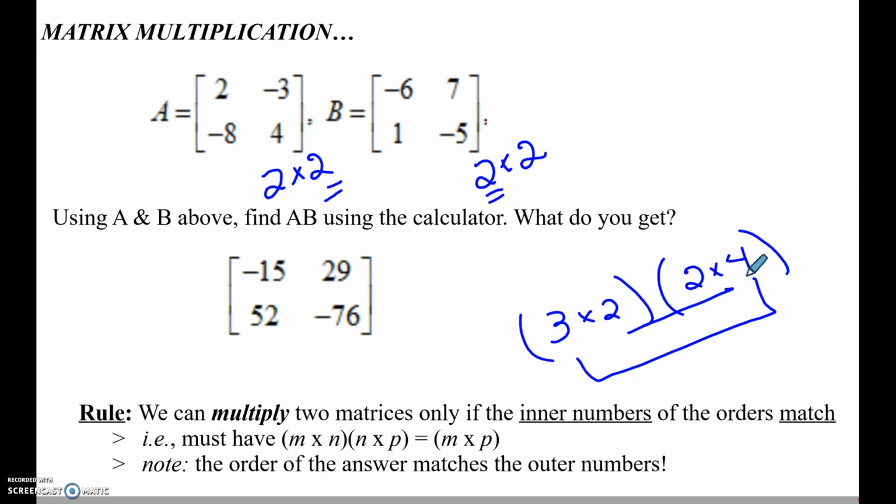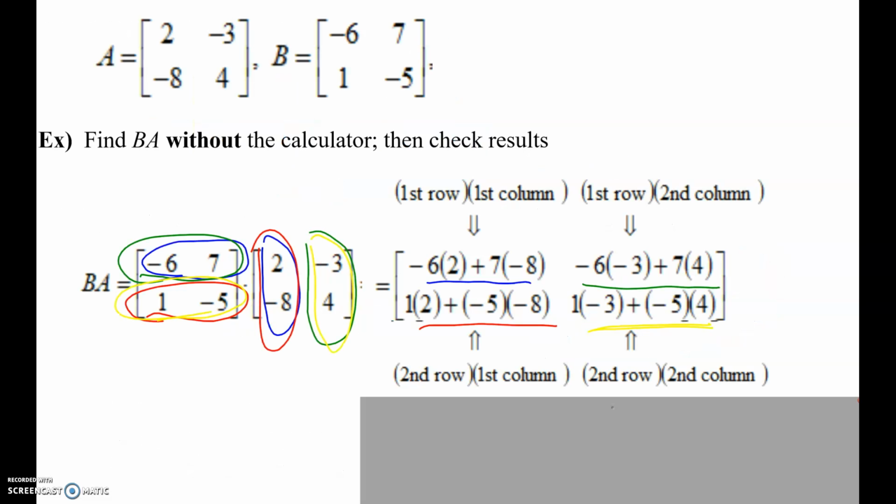All right, so let's see the math behind this, how we would do it if we didn't have that calculator handy. Okay, so here are those 2 matrices. This is the rule, okay? So if I want to take B times A without my calculator, I'm going to take matrix B first, put that first, and then times A. What we're going to discover here is that matrix multiplication is not commutative. You cannot just switch the order and expect to get the same answer like you do with regular multiplication.